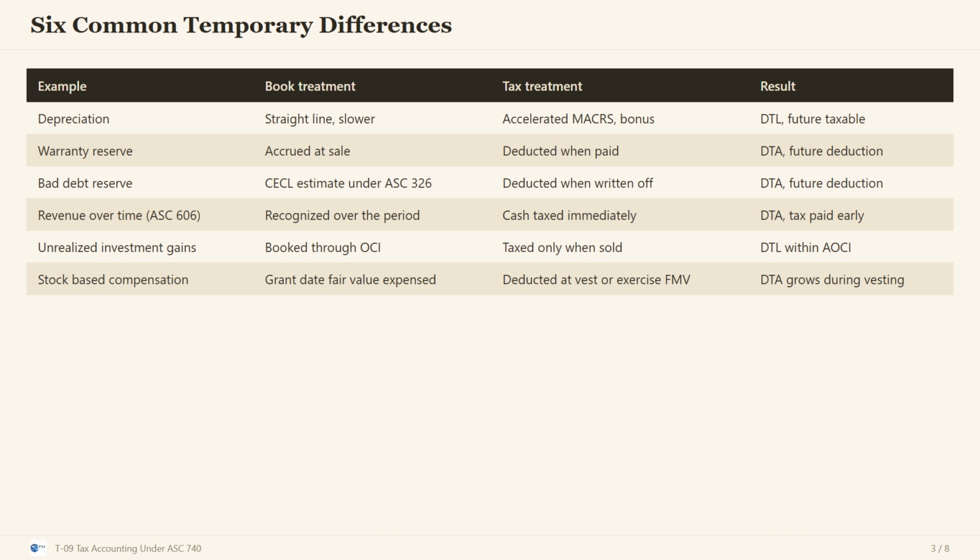The same pattern shows up in a bad debt or credit loss reserve estimated under the current expected credit loss standard, in revenue recognized over time under ASC 606, while cash is taxed immediately, in unrealized gains on available for sale investments that are not taxable until sold, and in stock-based compensation, where the book expense runs ahead of the tax deduction throughout the vesting period.